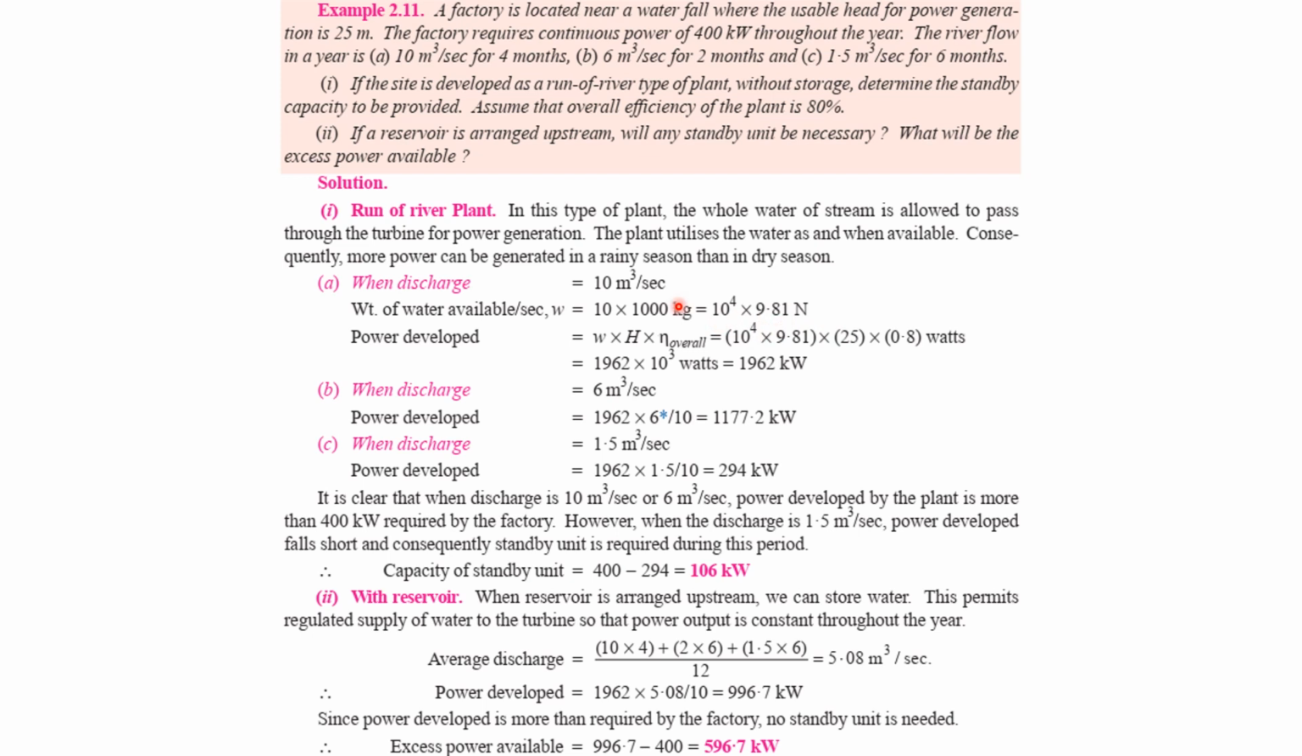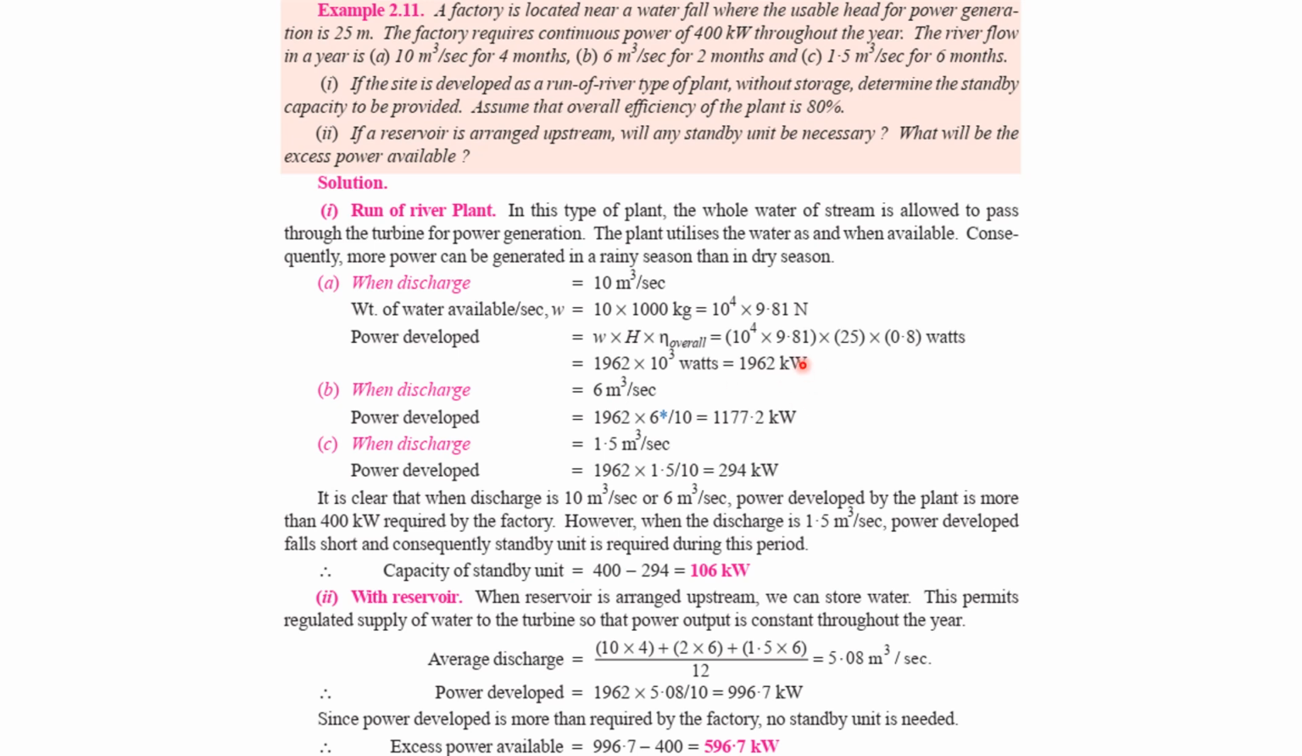So 10 power 4 into 9.8 newtons. So the power developed in this way is the weight available every second into the head into the overall efficiency. That gives you 1962 into 10 power 3 watts or 1962 kilowatts. So 1962 kilowatts are available when discharge is 10 meter cube per second.